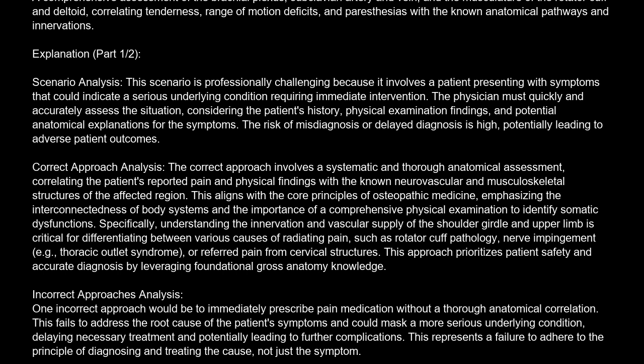Specifically, understanding the innervation and vascular supply of the shoulder girdle and upper limb is critical for differentiating between various causes of radiating pain, such as rotator cuff pathology, nerve impingement, e.g., thoracic outlet syndrome, or referred pain from cervical structures. This approach prioritizes patient safety and accurate diagnosis by leveraging foundational gross anatomy knowledge.